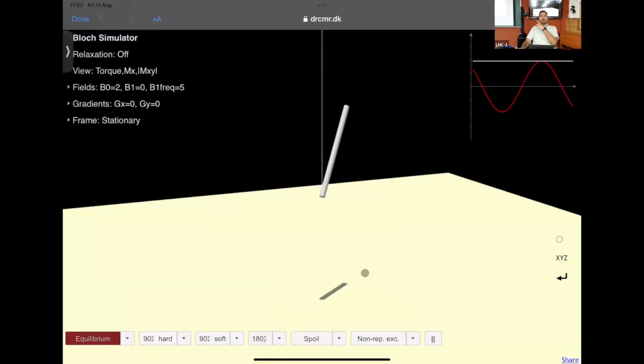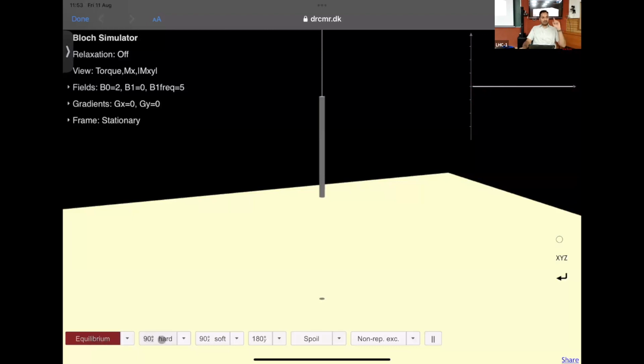So where are we right now? Are we in equilibrium or non-equilibrium? Why did you say non-equilibrium? Correct. I didn't apply anything. I started the simulation and it's doing this. In equilibrium, M0 is pointing towards B0. Is M0 pointing parallel to B0? Therefore, it's not equilibrium. At equilibrium, M0 and B0 are collinear. Since it's not collinear, it's a non-equilibrium state.